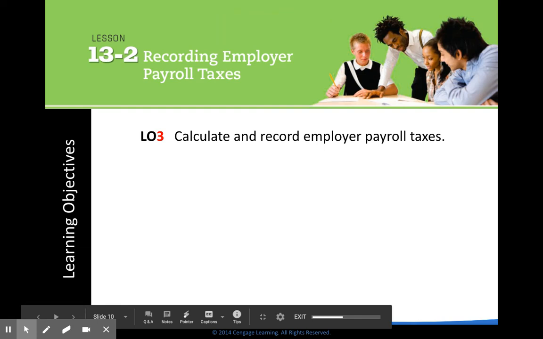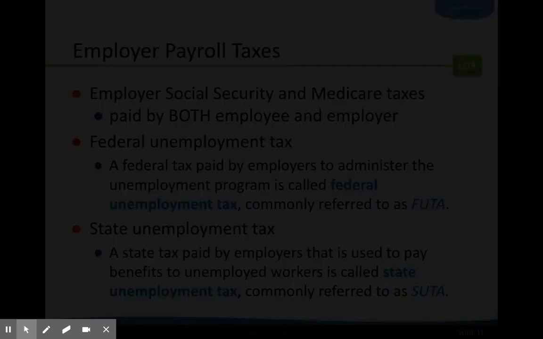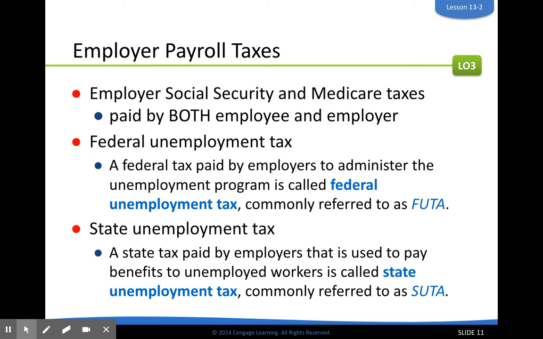In Section 13-2, we are calculating and recording the employer payroll taxes. In the past, we've just talked about what we are withholding from the employees' paychecks. Now we're talking about what the employer needs to pay. So both the employee and the employer pay Social Security and Medicare.